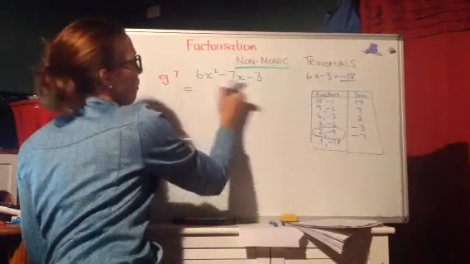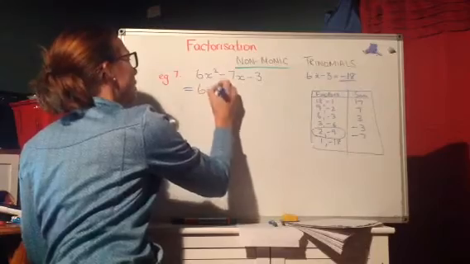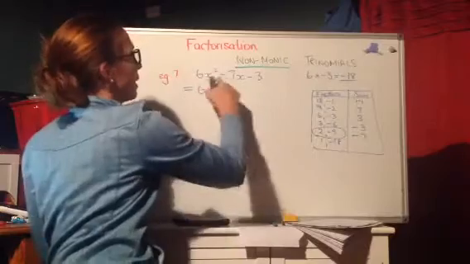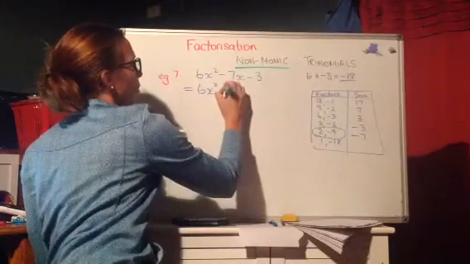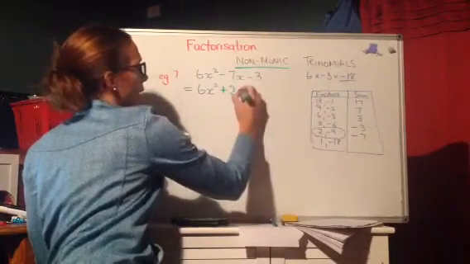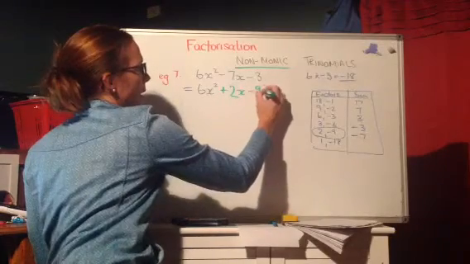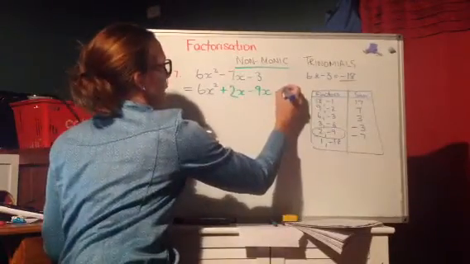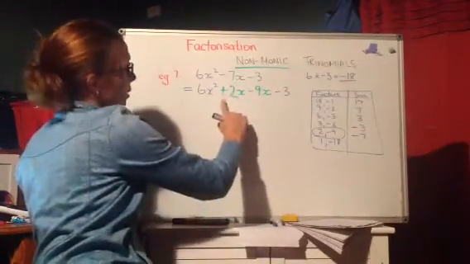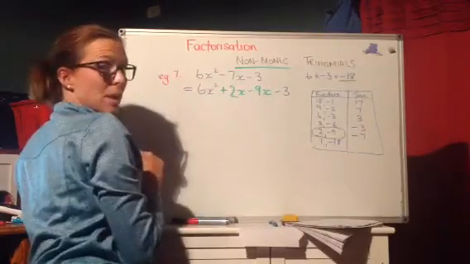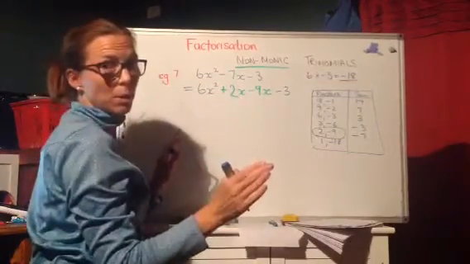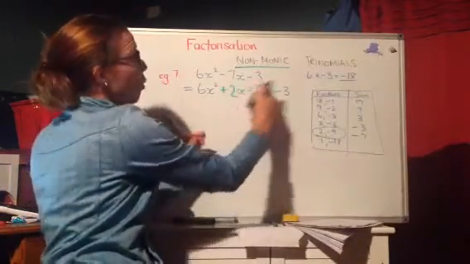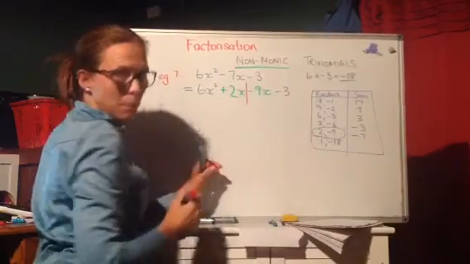I'm going to rewrite my first statement. I'm going to keep the 6x squared. I'm going to use these factor pairs to rewrite negative 7x. I'm going to use plus 2, because that's what I've got here, x, take 9x, take 3. And you'll notice that 2x take 9x is the same as negative 7x. So I've written an equivalent statement. Now I'm going to do something a bit different. I'm going to take these 4 terms and split them down the middle.